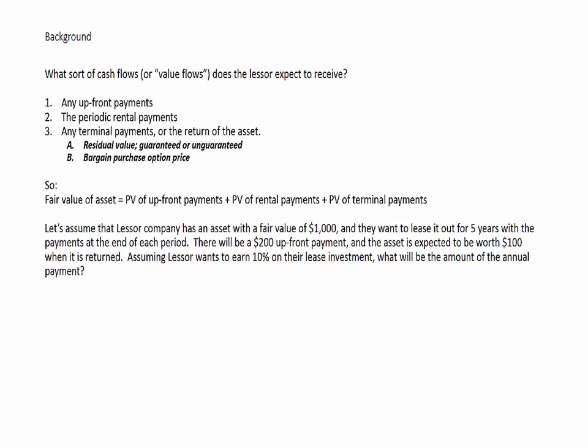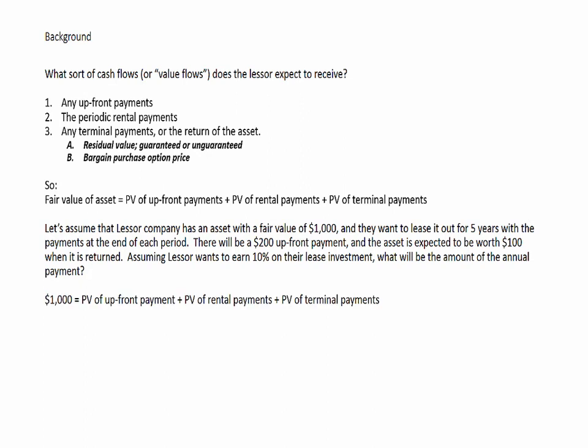So let's go ahead and go through an example, assuming that lessor company has an asset with a fair value of $1,000, and they want to lease it out for 5 years with the payments at the end of each period. There will be a $200 upfront payment, and the asset is expected to be worth $100 when it is returned. Assuming the lessor wants to earn 10% on their lease investment, what will be the amount of the annual rental payment?